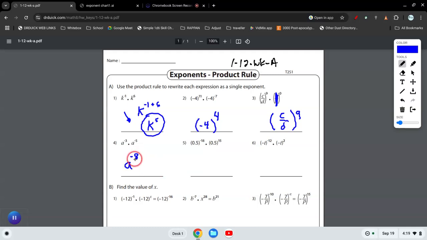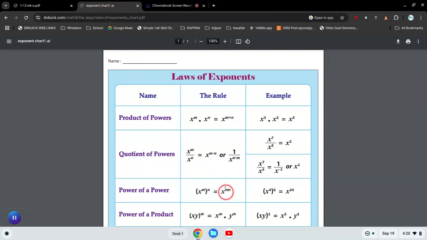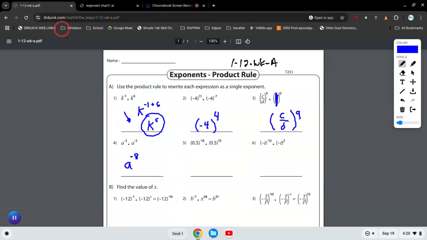If you wanted to get rid of that negative, and that's also on the sheet over here, right? If you want to get rid of the negative, you just put it underneath a 1. It's real simple. Okay, so looking at this one, you could make this 1 over a to the 8 because they mean the same thing. These things are equivalent.